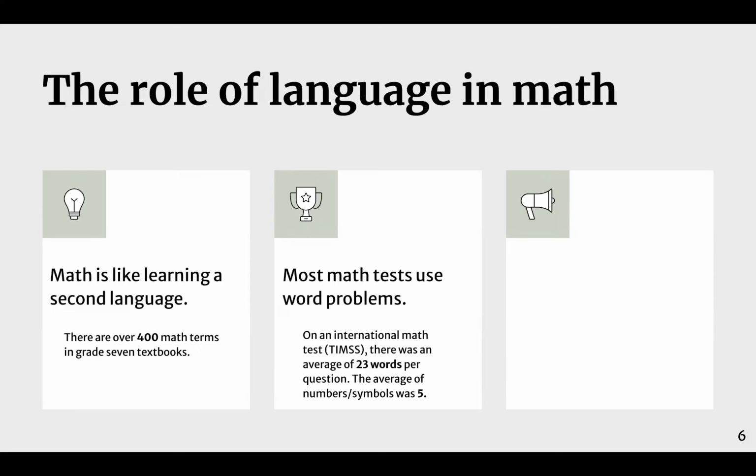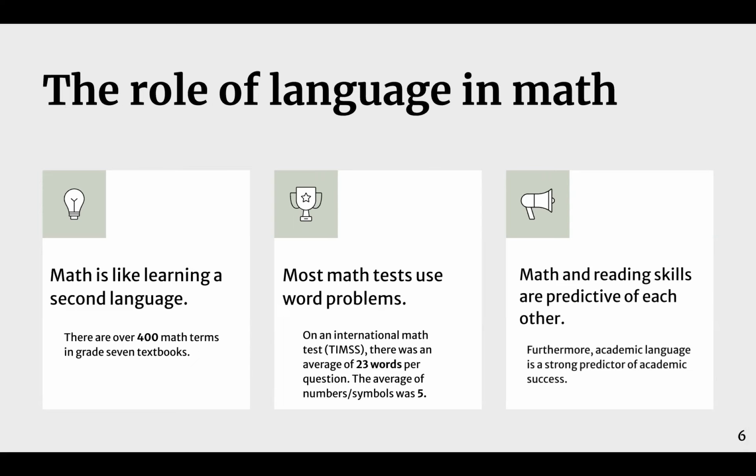So children not only need to know math equations, but they need to be able to read and understand on average 23 words per question before they can even begin to work on the math problem. And this is common in most math assessments. Finally, math and reading skills are predictive of each other. Kids who do well in reading tend to do well in math and vice versa.